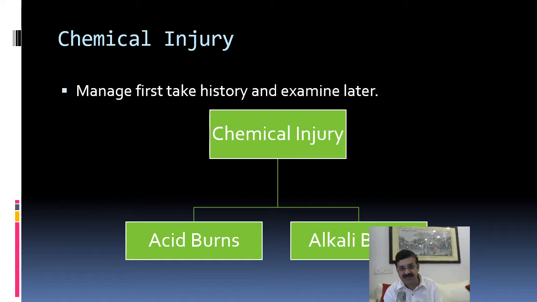Now, chemical injury. Chemical injury is one such condition in the entire gamut of the medical profession where you have to manage first and then take a history. So I'll come to that later. Broadly speaking, again, chemical injury can be divided into two broad subspecifications. They are acid burns and alkali burns.